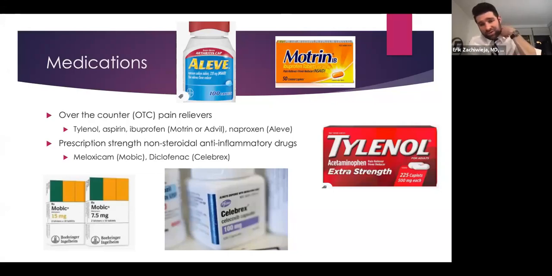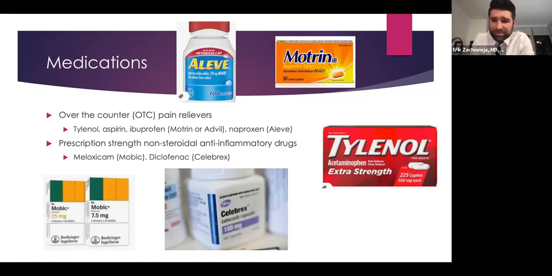And oftentimes patients who are on any sort of blood thinners, we would recommend Tylenol, because adding an anti-inflammatory with a blood thinner can increase your risk of bleeding. So in the older population, there are many patients on blood thinners. So in that cohort of patients, Tylenol is an excellent choice.